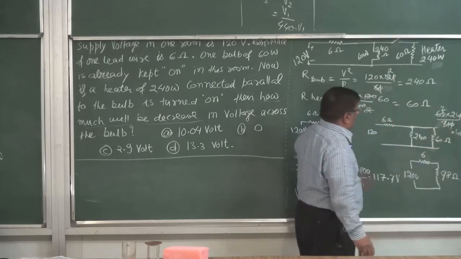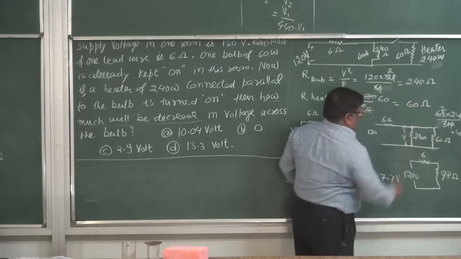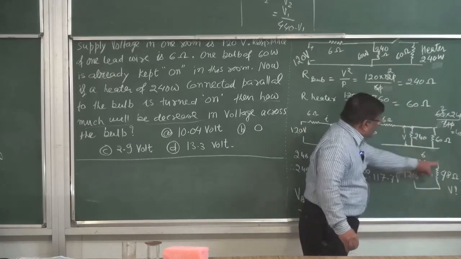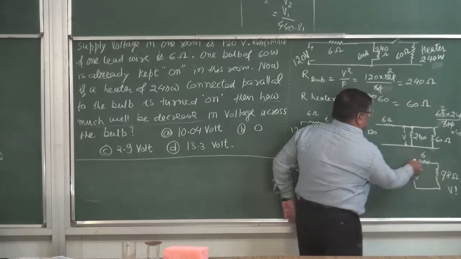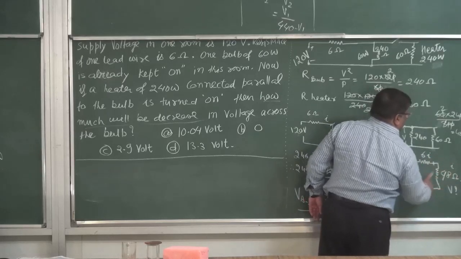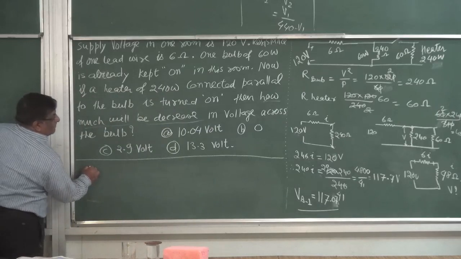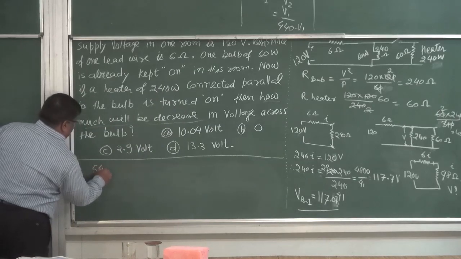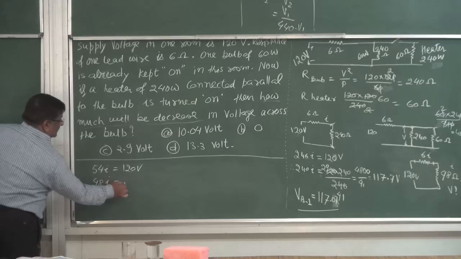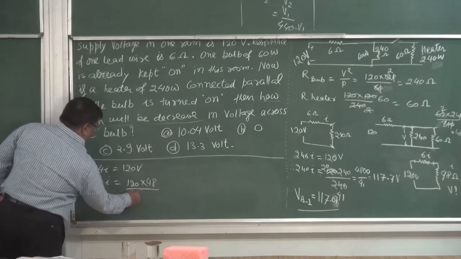हमको कहां की वोल्टेज चाहिए? हमको इसकी वोल्टेज चाहिए. What is the V across this? यानि 48 के across कितनी वोल्टेज है? This voltage we want to know. This is one branch. The current flowing is I. So, what is the voltage here? 6I. What is the voltage here? 48I. How much is the total? 54I. 54I voltage is equal to 120 volt. Therefore, 48I is equal to 120 into 48 divided by 54.